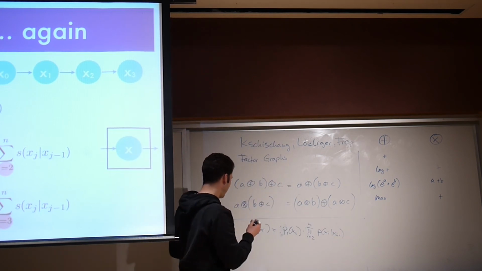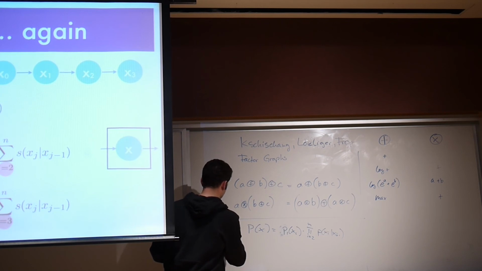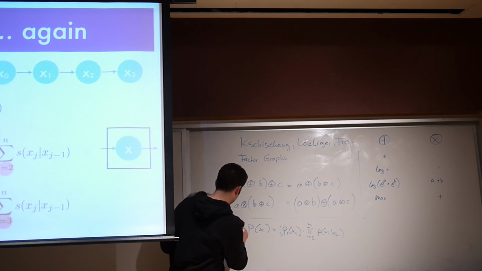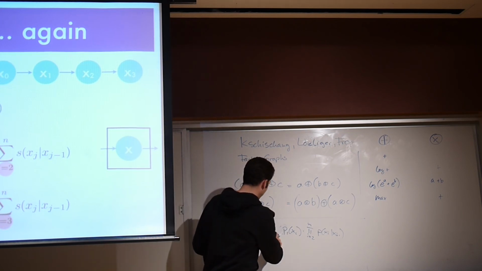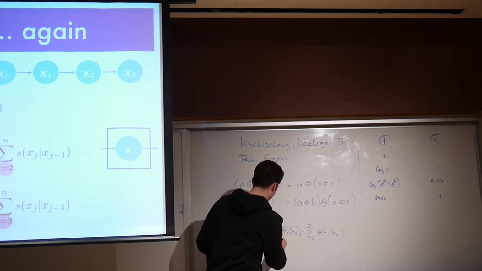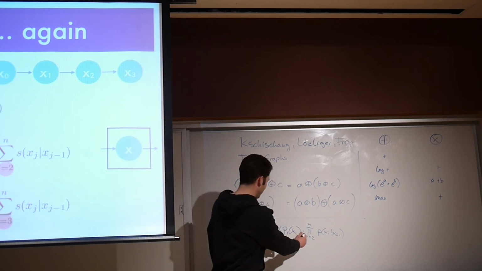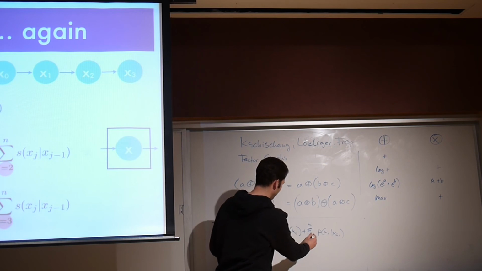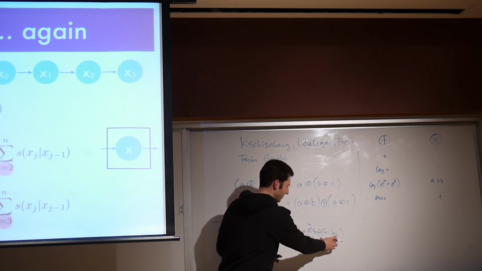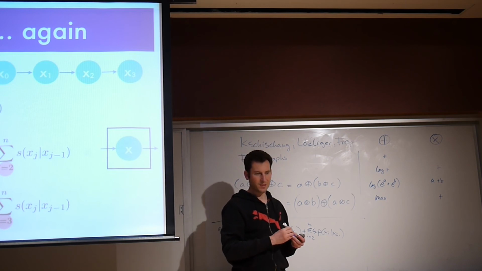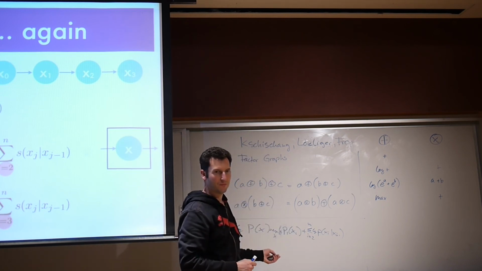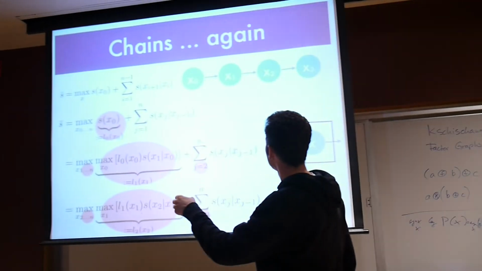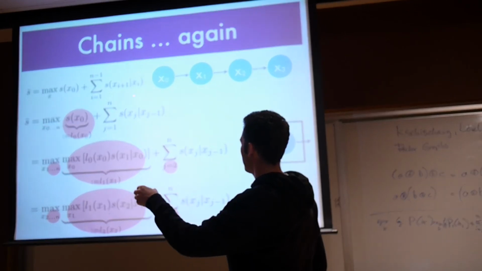Now, if I want to find the argmax with respect to x of this expression, I can take the log of that. This is the max of the log of this, and now I get a plus, a sum with i going from 2 to n of the log of these expressions. So what just happened is that I turned the product into a sum. And that's exactly what I want to maximize.